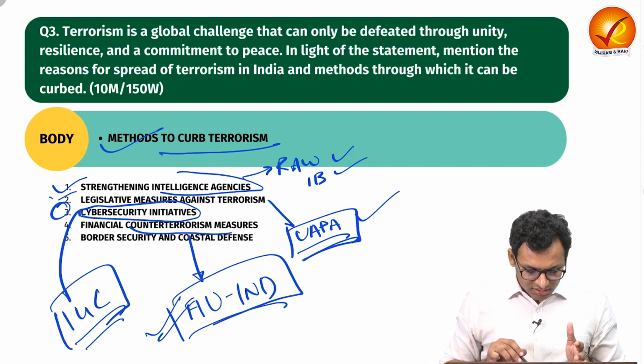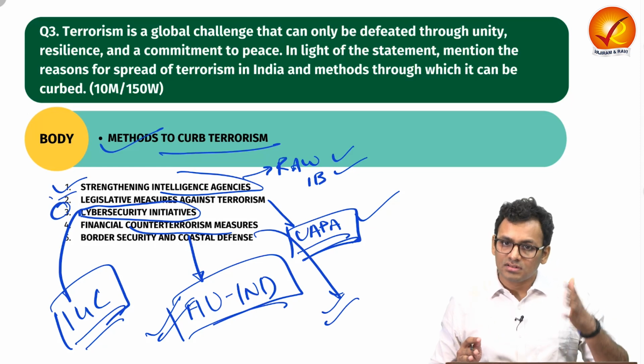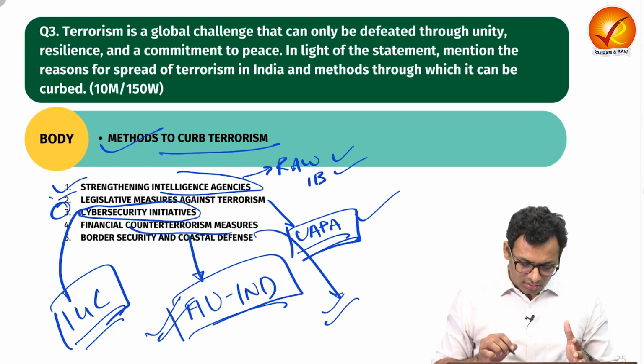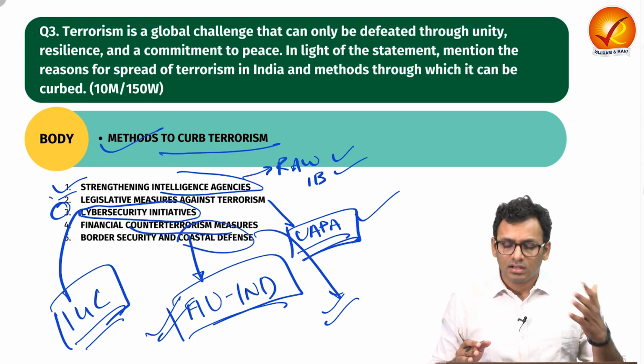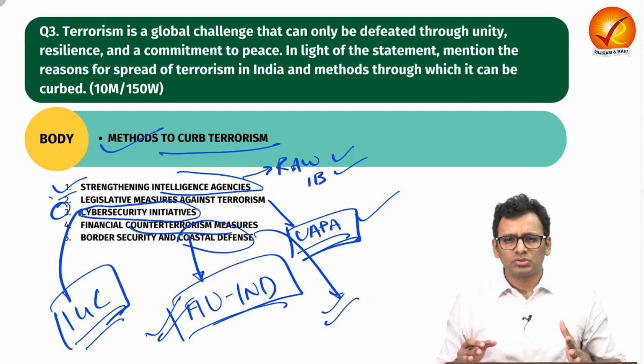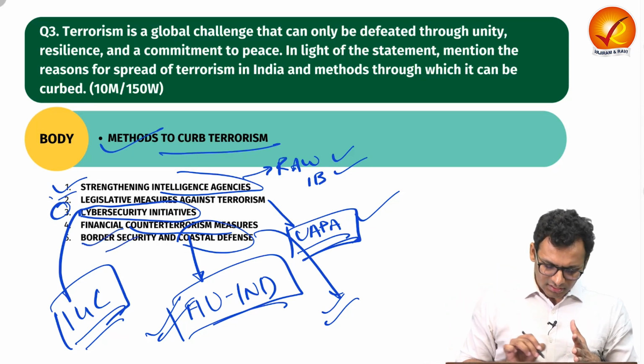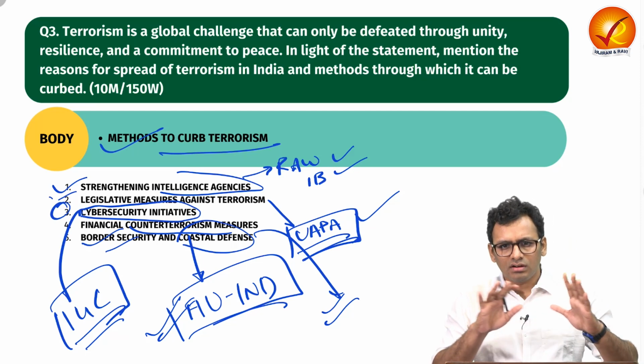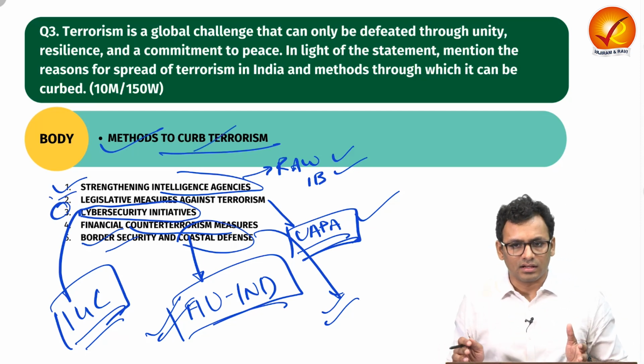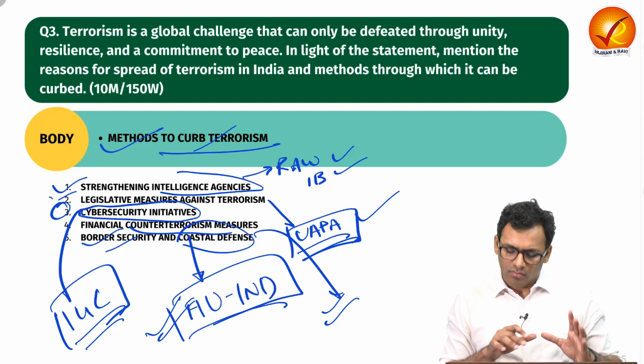And last is border security and coastal defense. We witnessed the Mumbai blast, and that was basically a failure of coastal defense. So this kind of issue must be strengthened, border security and coastal defense, to ensure we curb terrorism in India. So this is something you can write in the second body.